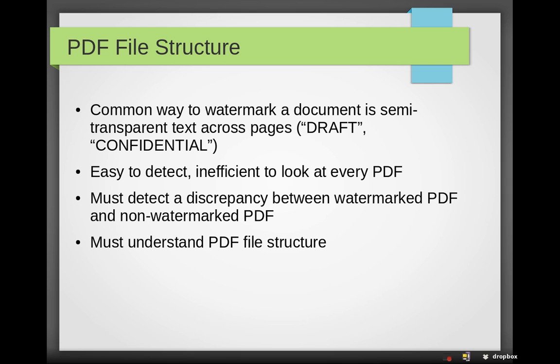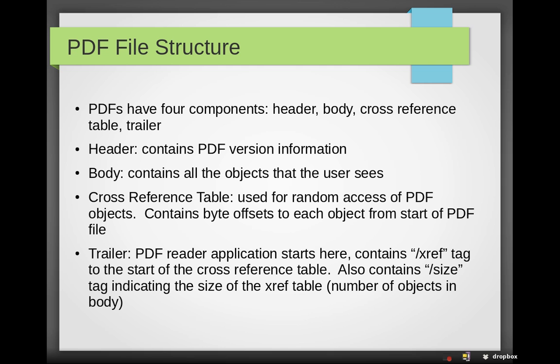A common way to watermark a document is semi-transparent text, like draft, confidential, or the author's name, across all the pages of a document. It's easy to detect when you're reading the document, obviously, but it's inefficient to look at every single PDF file in a folder to see if it contains a watermark. So there has to be a way to detect a discrepancy between the watermarked PDF and the non-watermarked PDF, and so I needed to understand the PDF file structure before I went any further.